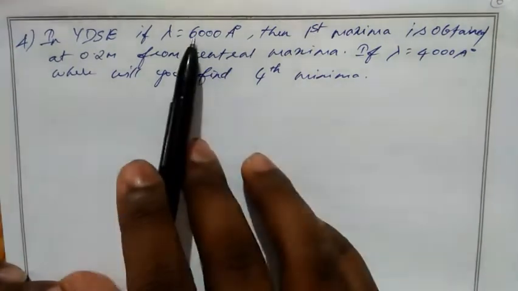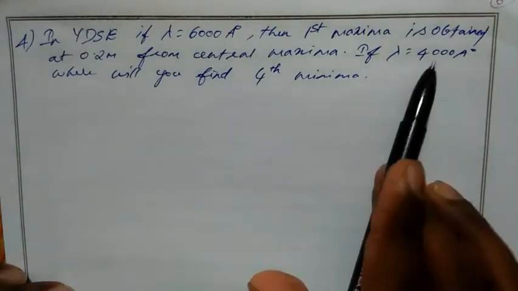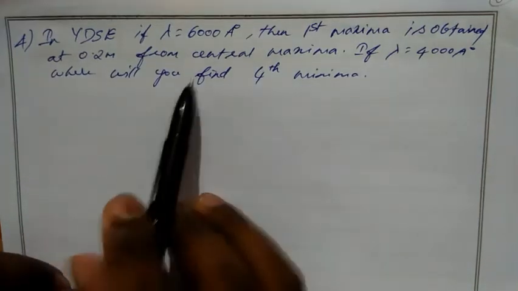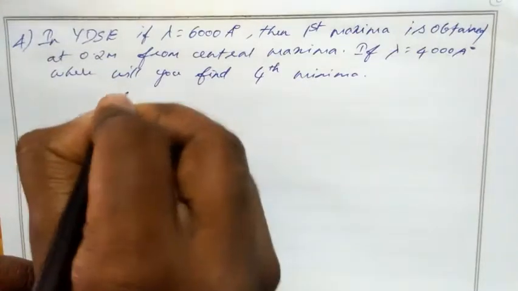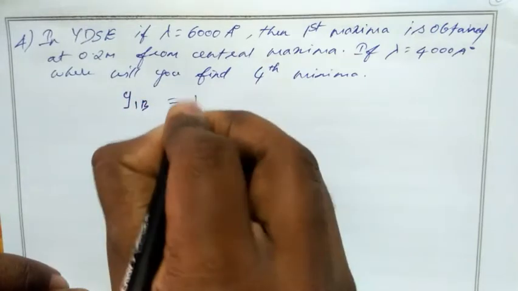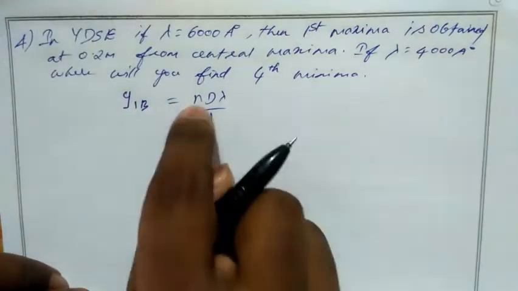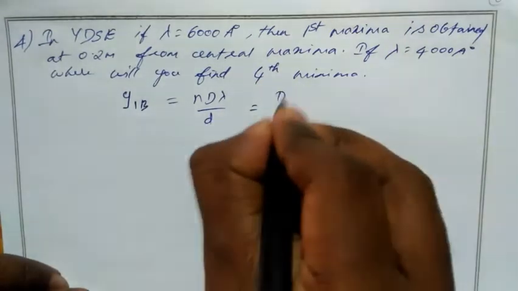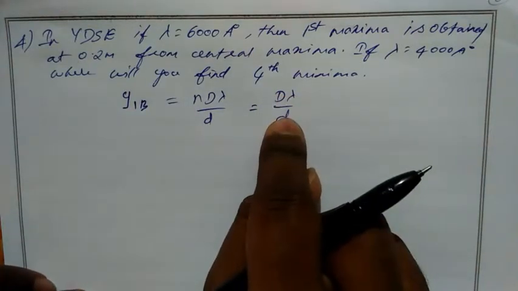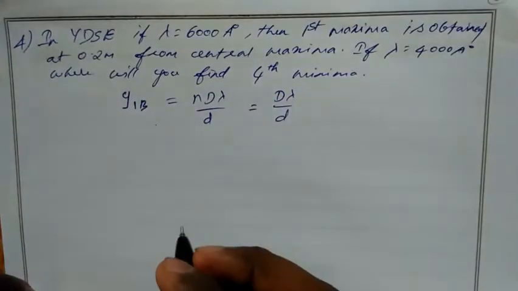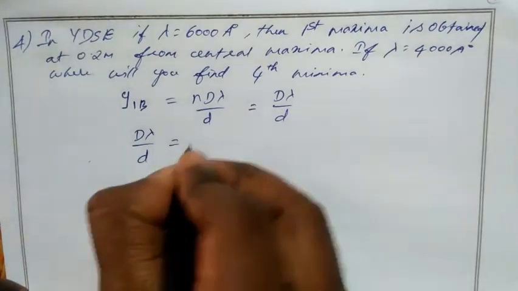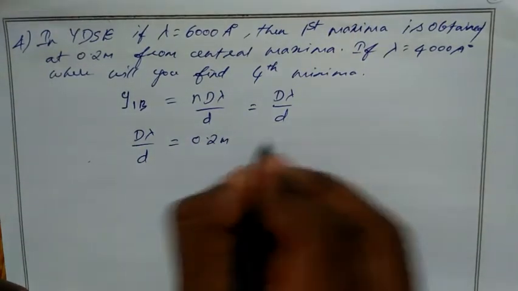So the first maxima at this wavelength is 0.2 meter. At the new wavelength, where will we get the fourth minima? This is the question. First we write the known data, first maxima given. So y1b will be n D lambda divided by d, where n is 1 for the first bright. So we get D lambda divided by d, and this distance is given as 0.2 meter. So D lambda by d is 0.2 meter. Let's take this as equation 1.